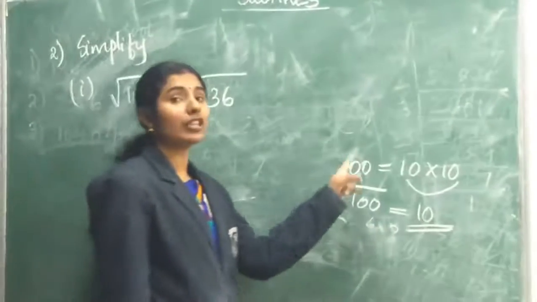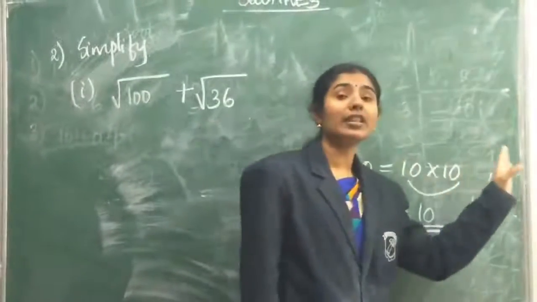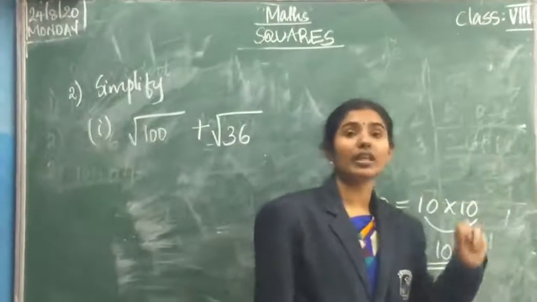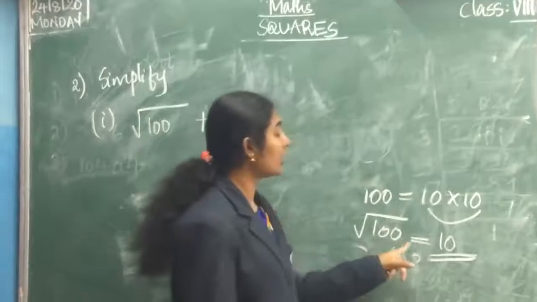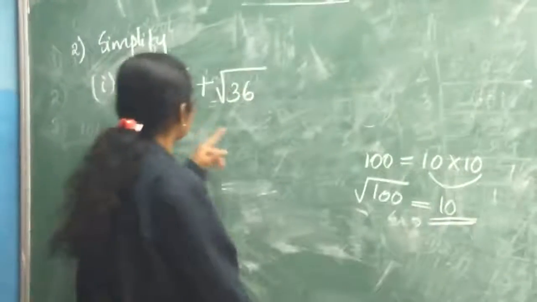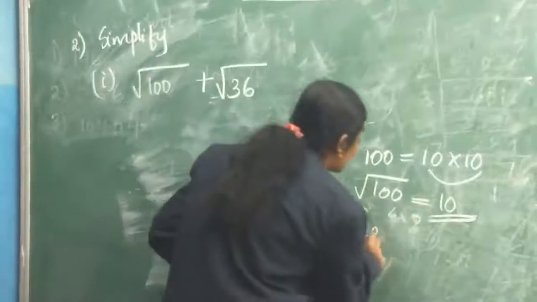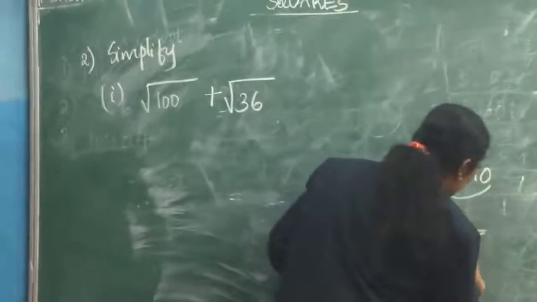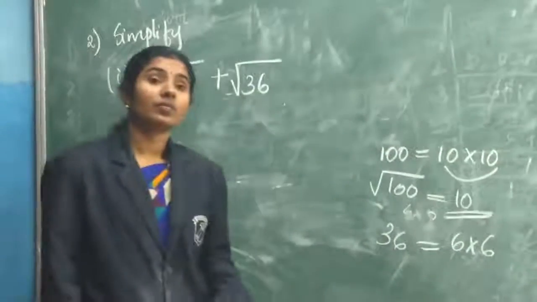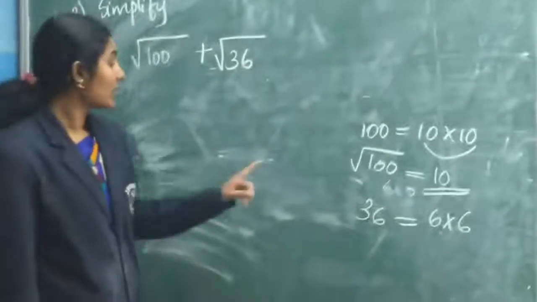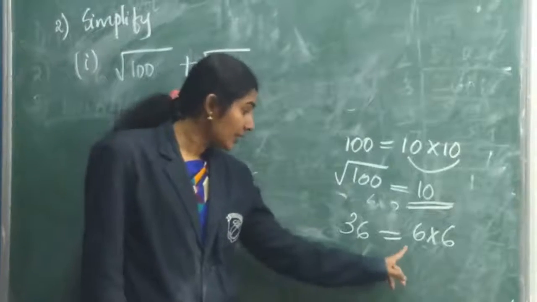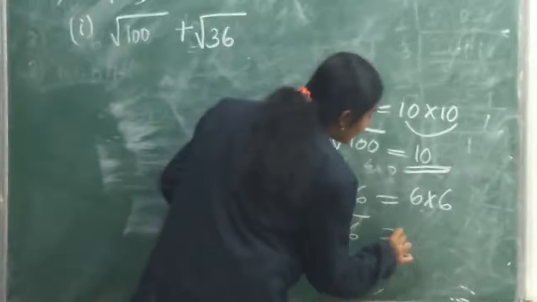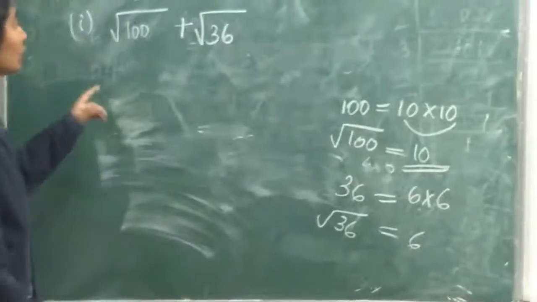First you see 100 you can write as 10 multiplied by 10. Only one pair is there. In that, 10 is coming 2 times. So what is the square root of 100? That is 10. Next you see 36. How can you write 36? 6 multiplied 2 times. See here, 36 how can you write? 6 multiplied by 6. So what is the square root of 36? That is 6. Now what should you do?